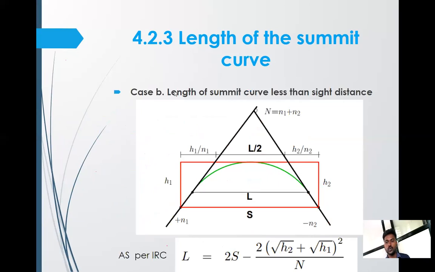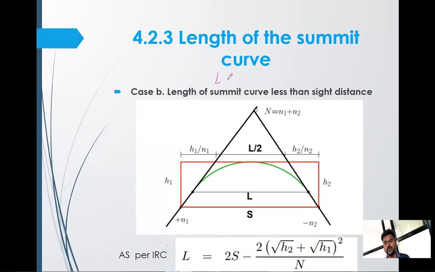Now see case 2. This is the second case, when the length of curve is less than the sight distance. Write down case 2: length of curve less than sight distance. For that, write down this formula.